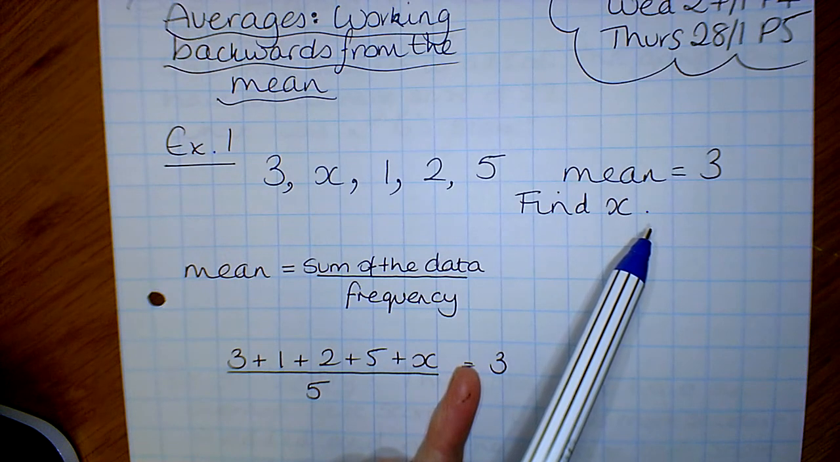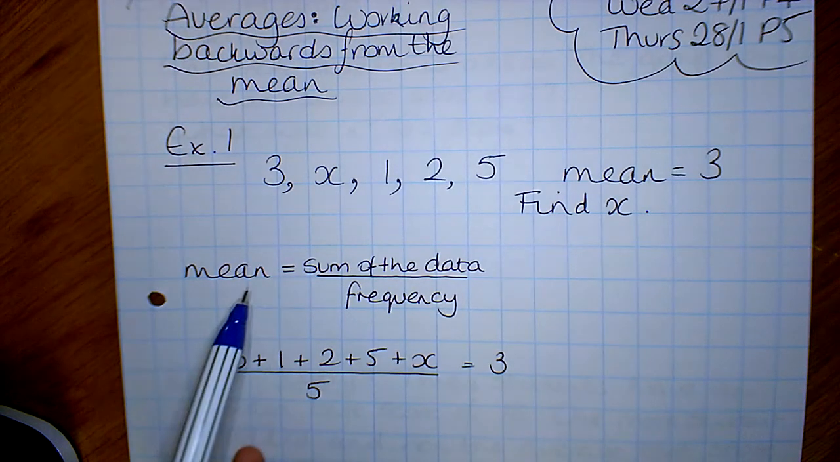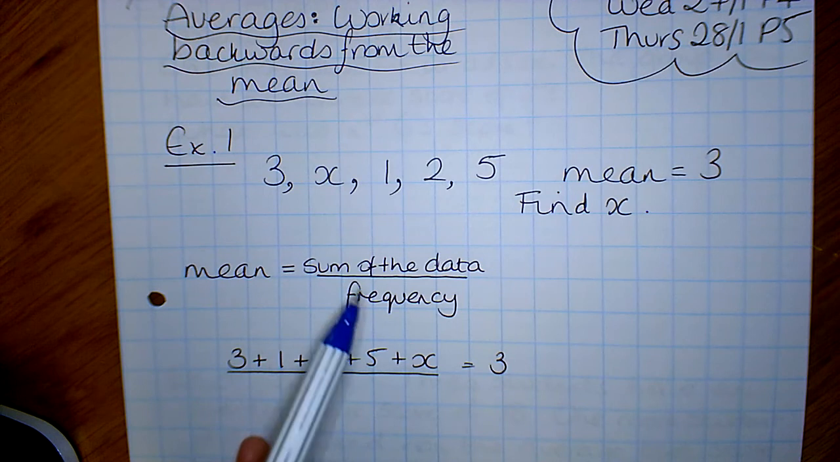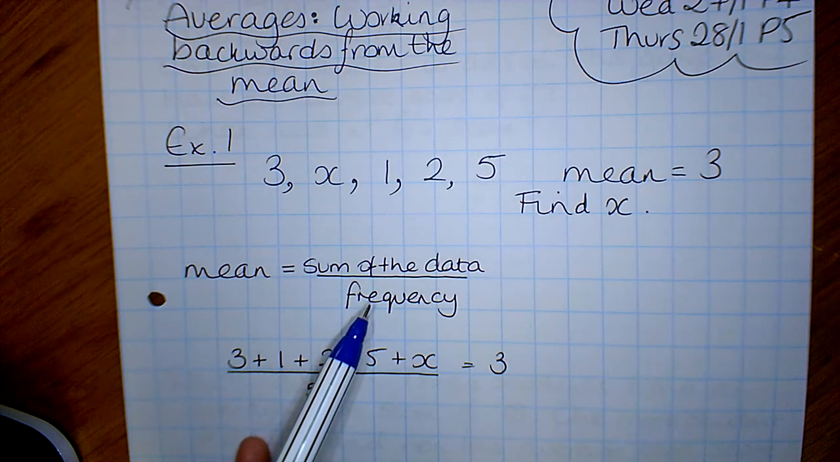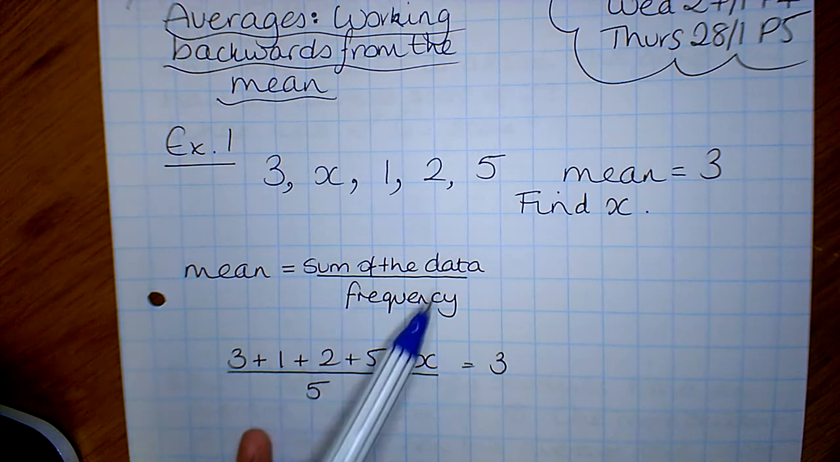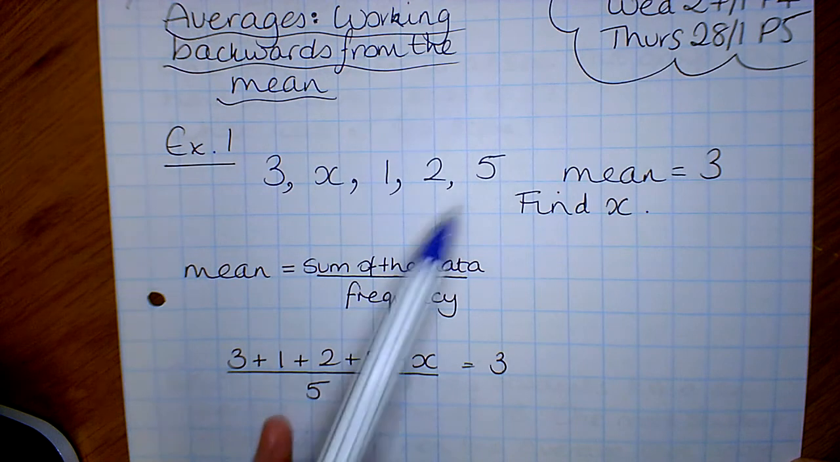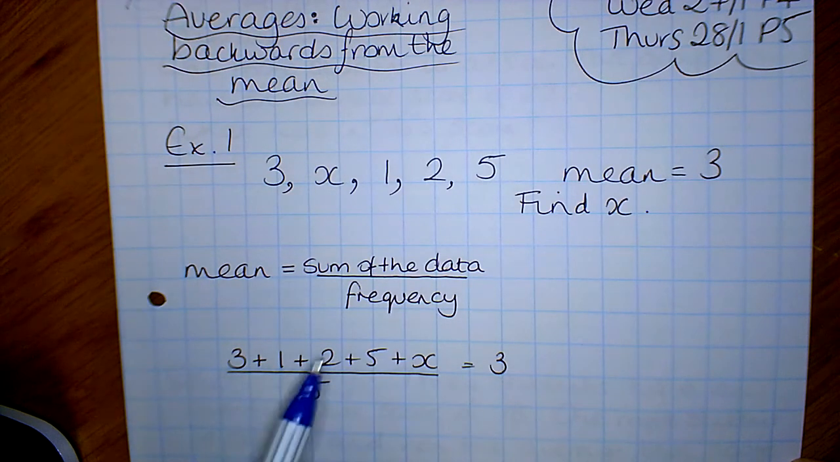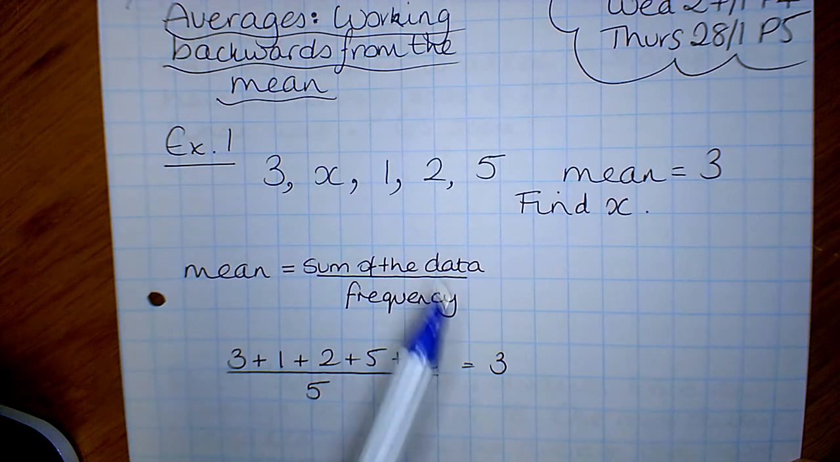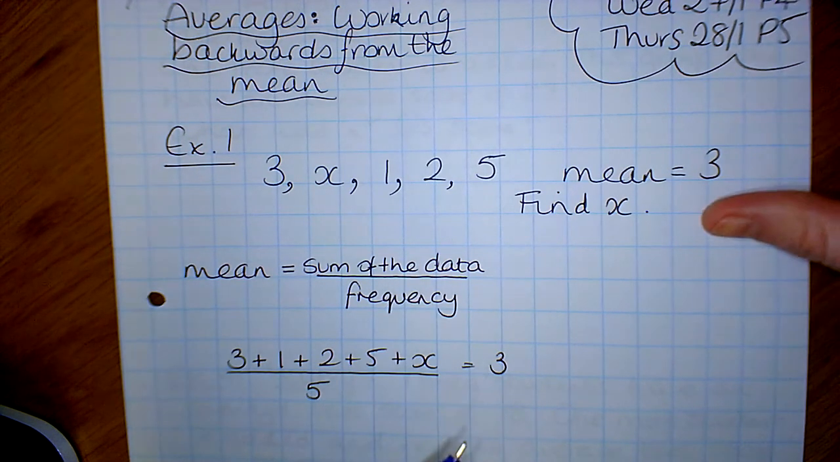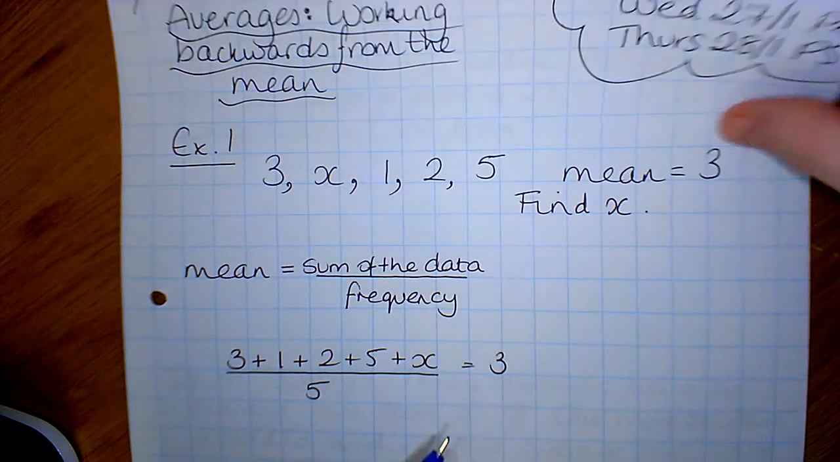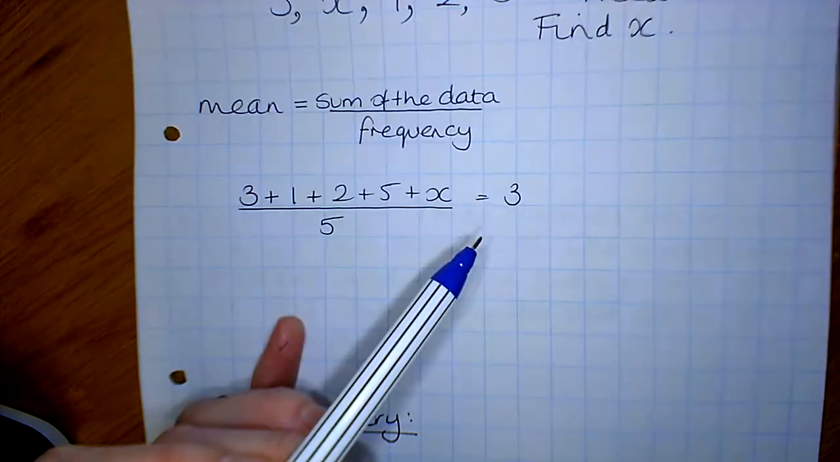So let's recap what we know. Well, the mean is the sum of the data divided by the frequency. So if I put in what I know to this, the sum of the data is these all added together. So 3 plus 1 plus 2 plus 5 plus my unknown divided by 5, because there are 5 numbers in total, equals 3. And then I can actually set this up just like it's an equation to solve it.